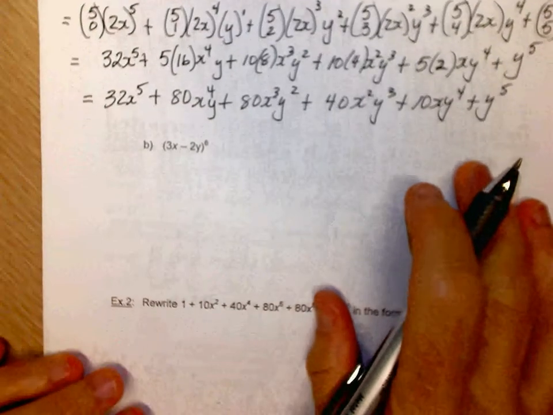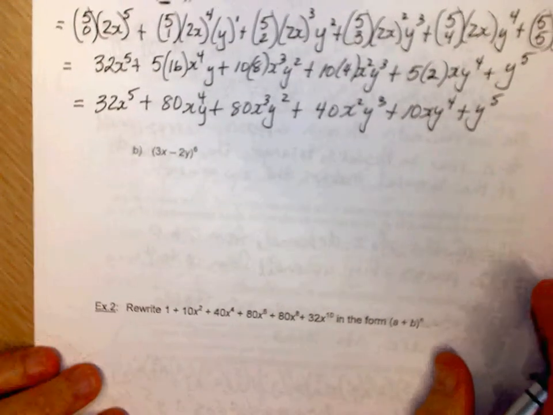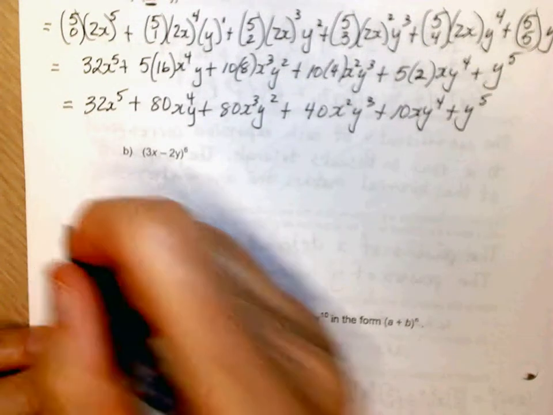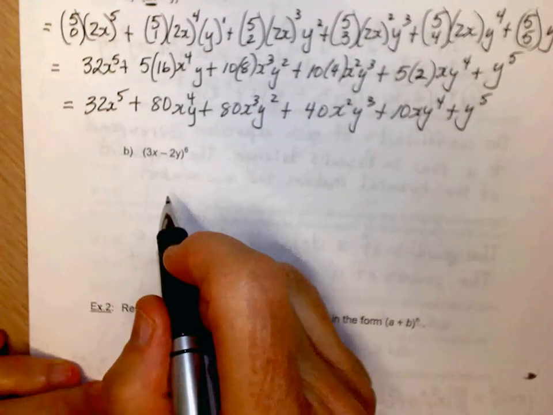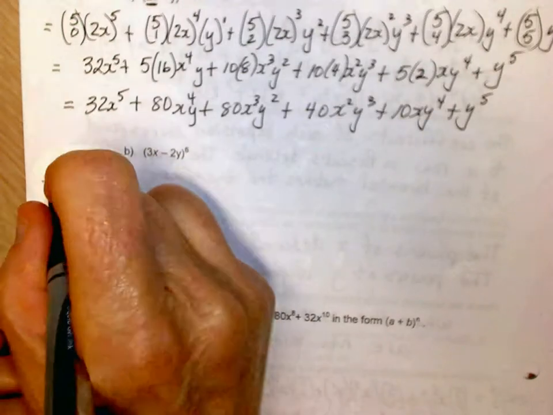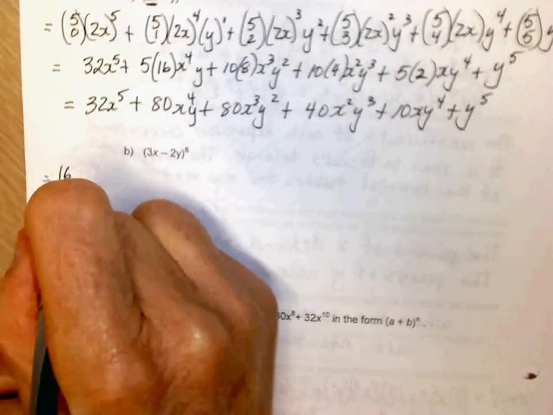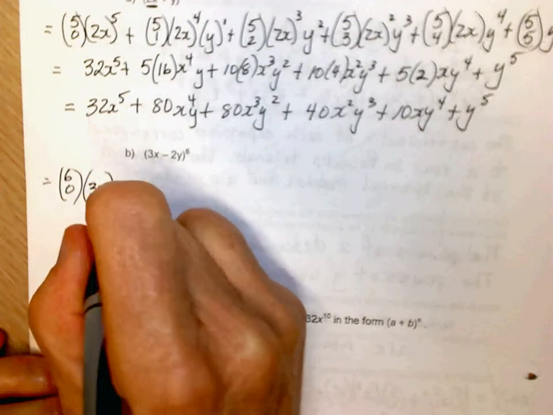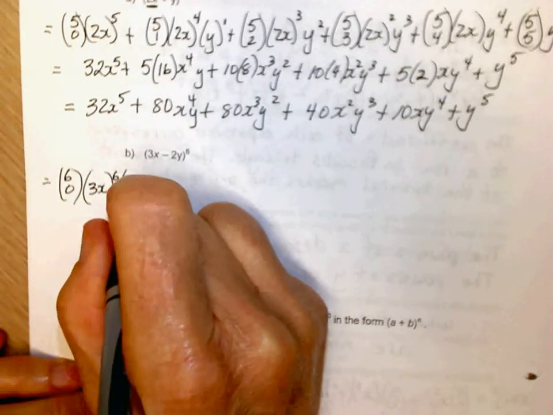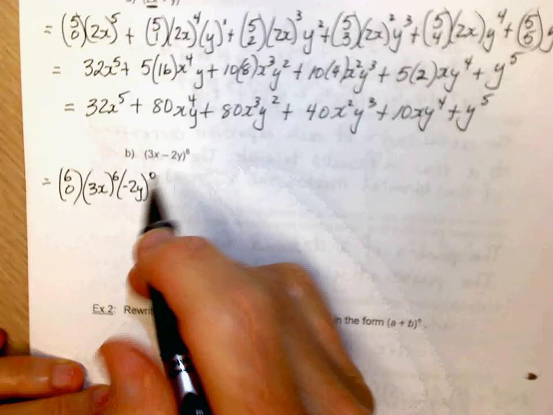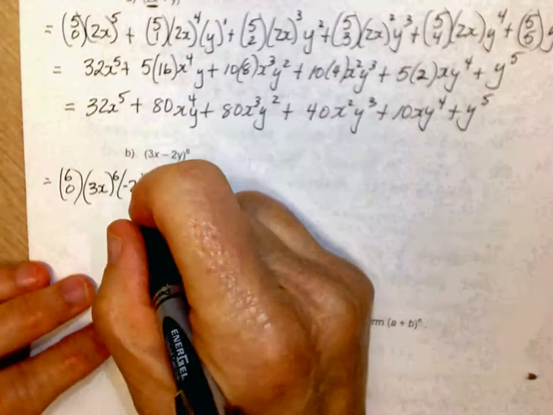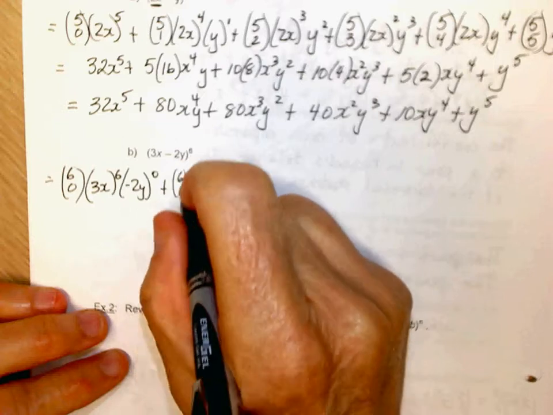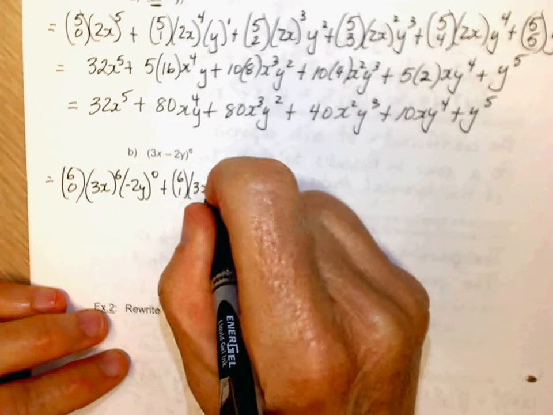Normally I would let you give it a try, but I'm just trying to get in a lesson and a half today. Okay, so we're going to start out with what? 6 choose 0, right? It's 3x to the 6 minus 2y to the 0. If you don't want to write that, that's fine, because it's just 1. 6 choose 1, 3x to the 5 minus 2y to the 1.